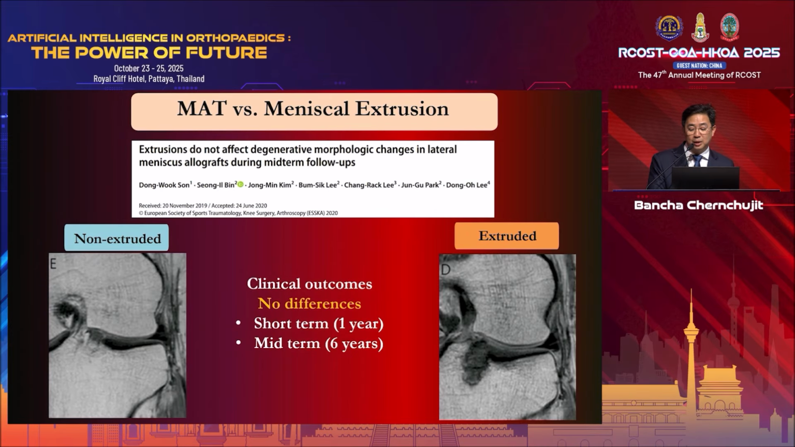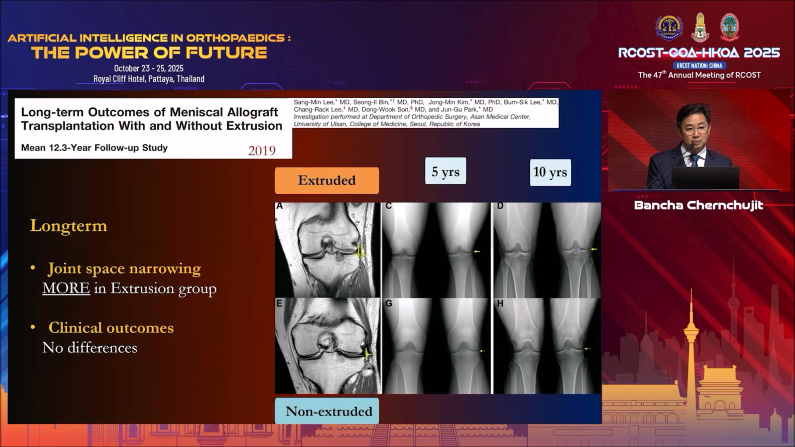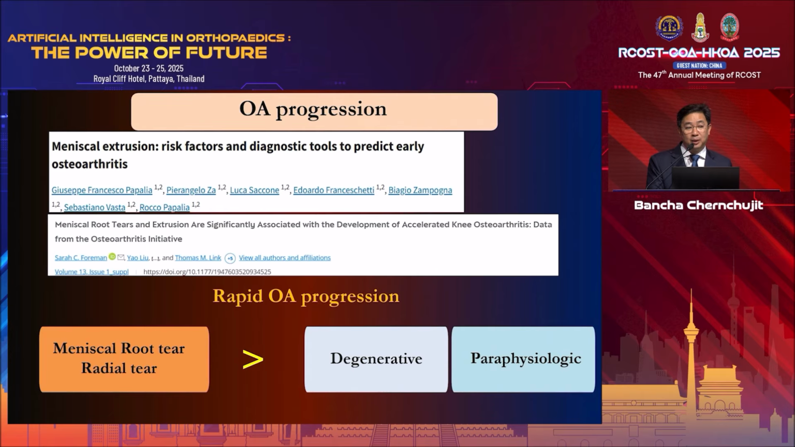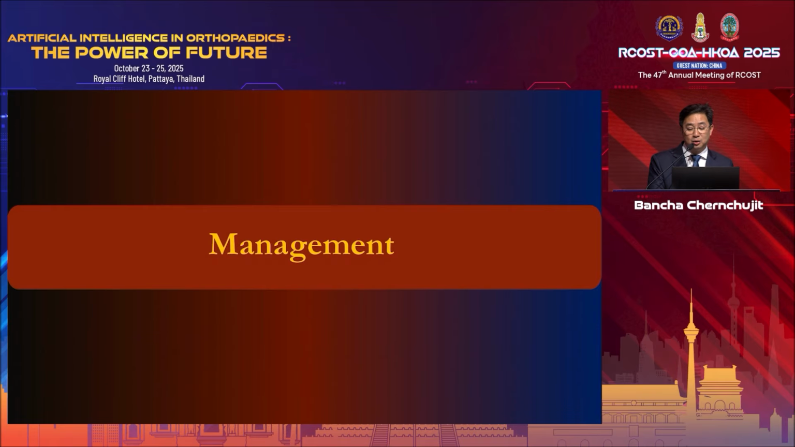So this article showed that the extrusion group and non-extrusion group have no difference in the short term. But in the long term, that is the progressive joint space narrowing after the surgery. So osteoarthritis progression depends on the etiology. The trauma patient, with a traumatic root or radial tear, has more progressive osteoarthritis compared to the degenerative or paraphysiologic.